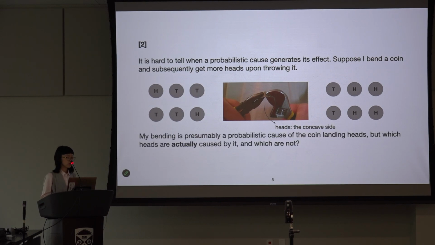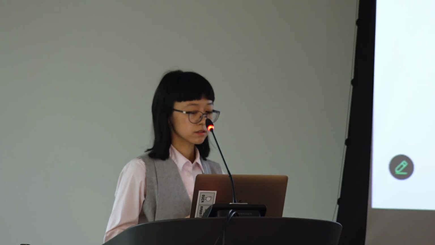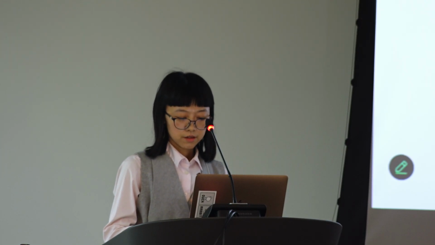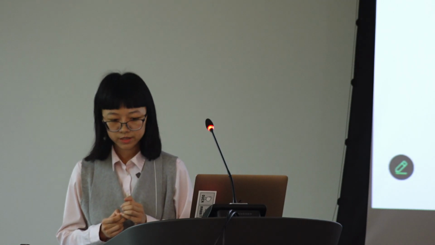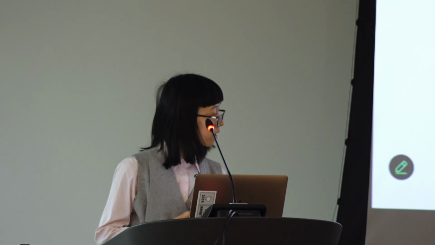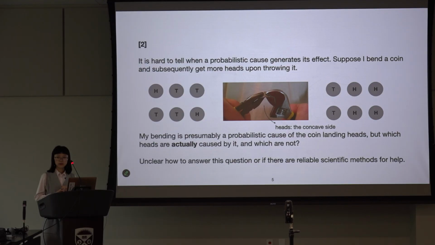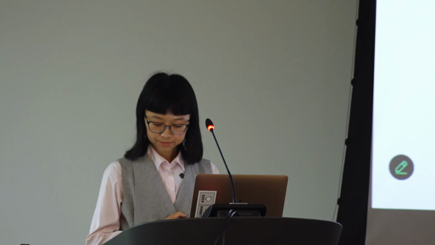And if there is such a thing as probabilistic causation, I may say that my bending seems to be a probabilistic cause of the coin landing heads. But then which of the heads are actually caused by my bending, and which of them are not? It seems like this question should have empirical objective answers, but it's unclear how it should be answered or if there is any empirical reliable method to answer it.